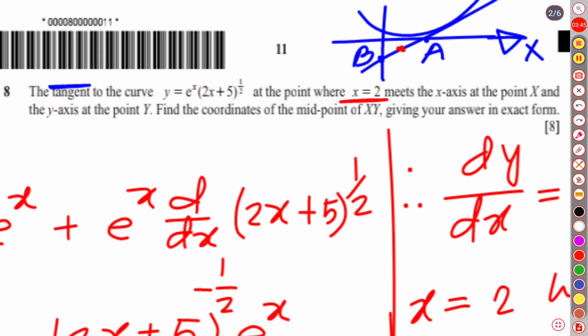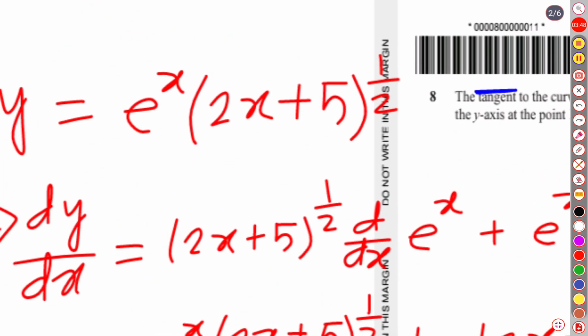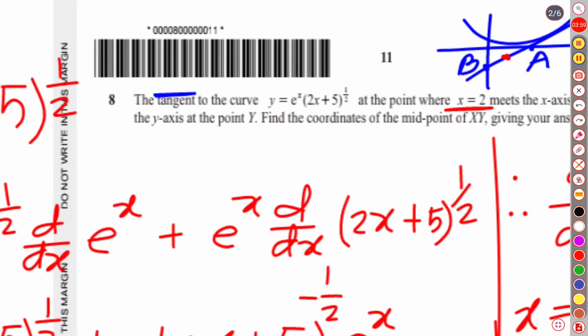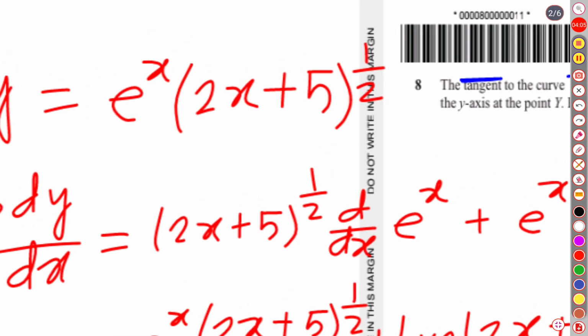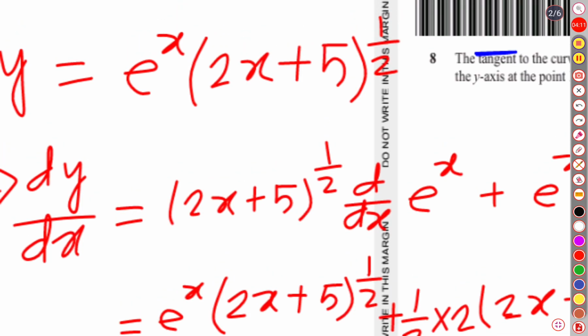So let us find the gradient of the tangent, and gradient means the derivative. So let us find the derivative of the curve. Our function is y equal to e raised to x into 2x plus 5 raised to half.